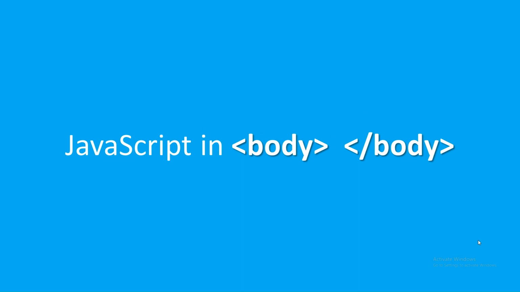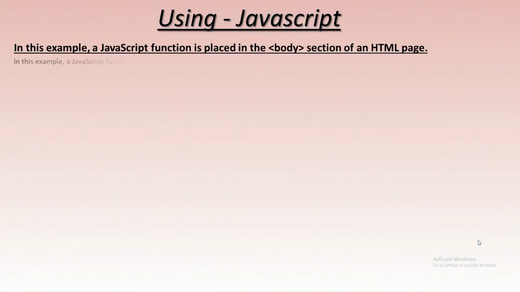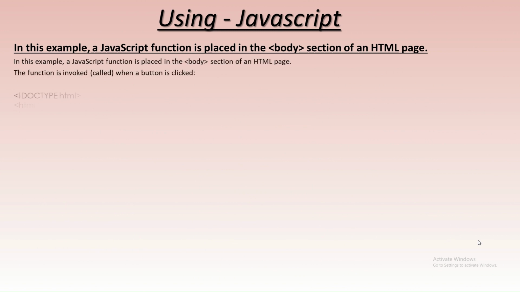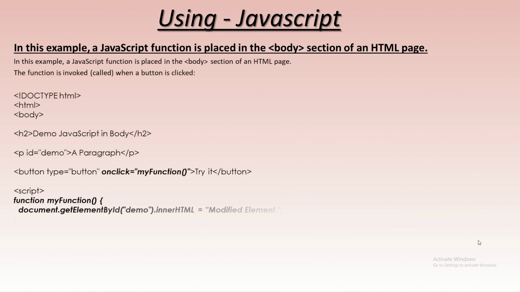Now, JavaScript in body. In this example, a JavaScript function is placed inside the body section of an HTML page, and this function is invoked or called on a button click. So you can see that we do not have a head section, we directly have a body section, and we have the elements: header, paragraph, and a button. And on the click of the button, we are calling myFunction, which is inside a script tag.